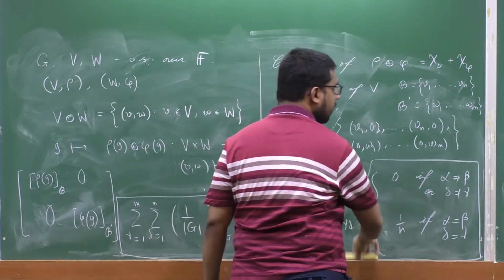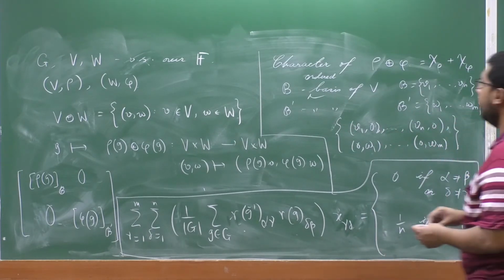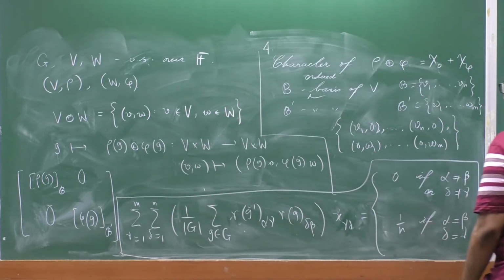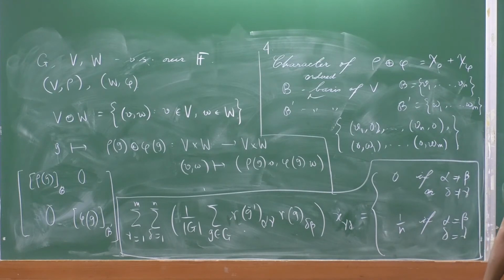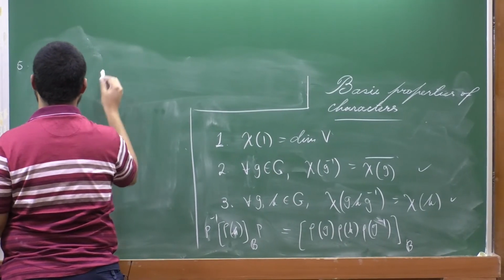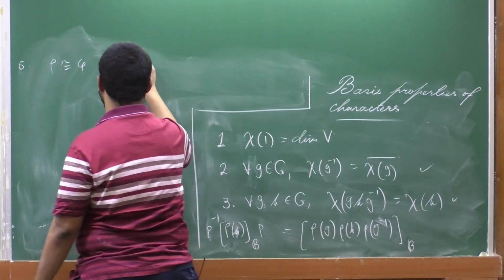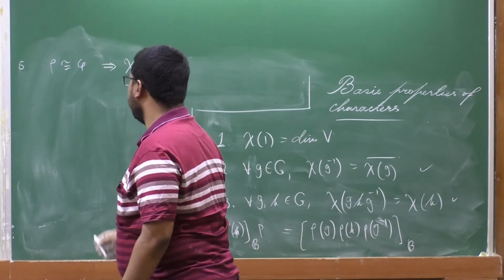This is the fourth property in this list. Then let us talk about the fifth one. Isomorphic representations have the same character. So if rho is isomorphic to phi, we will show that. In fact, later on we will show the converse is also true. So how? That is quite easy.